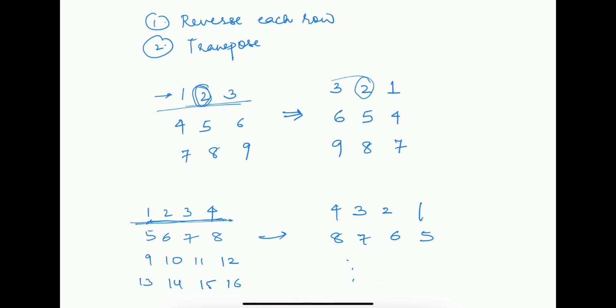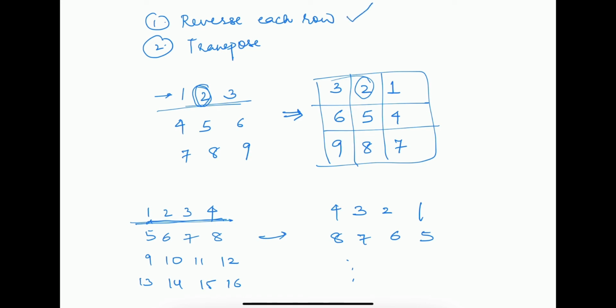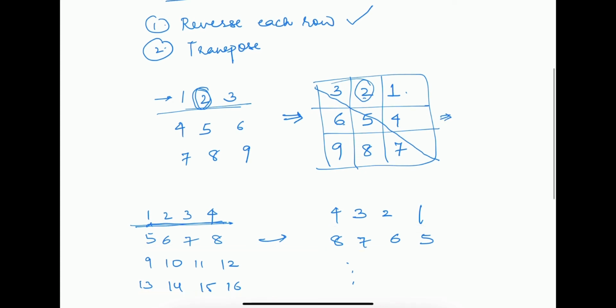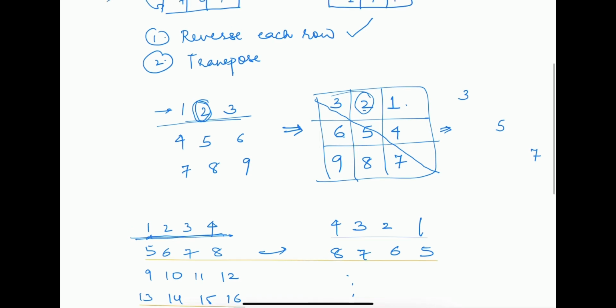Now let's continue with the 3 by 3 example. This is how the reversal of each row looks. Now the next step is to transpose the matrix. Transposing a matrix just means drawing a diagonal line and swapping the numbers across the diagonal line. I have drawn the diagonal line. Keep all the elements on the diagonal at the same position. And now we are going to swap the other numbers.